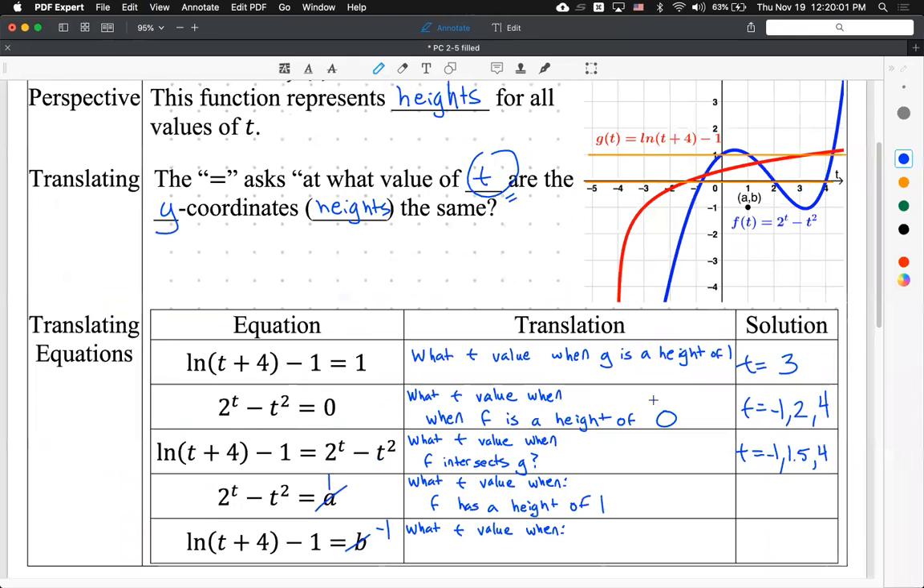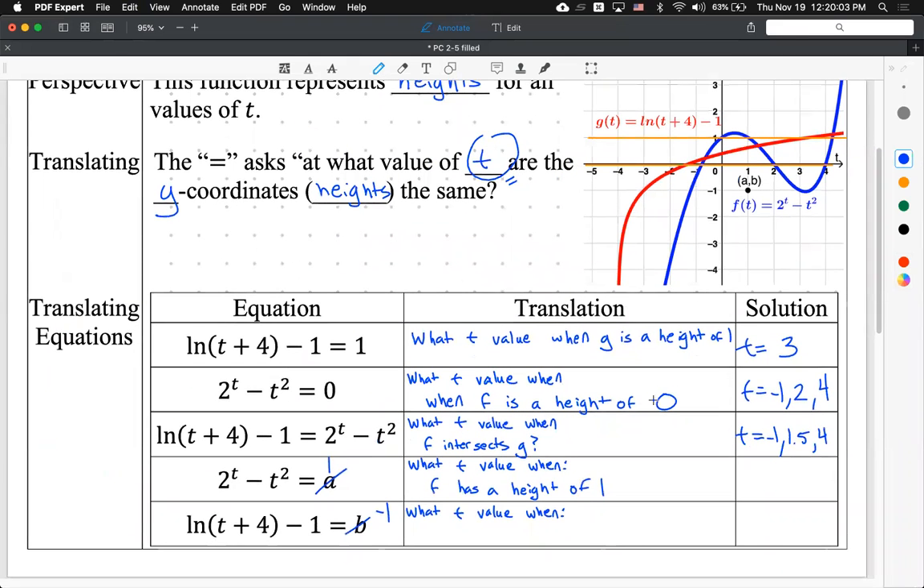Let's come back up here to our graph. Again, we've already drawn 1. 1 is this yellow or orange line. So when does this blue line have a height of 1? Again, there are going to be 3 values. Those 3 values are what? Where are the intersections between this orange height of 1 and our blue line? These 3 points right here.